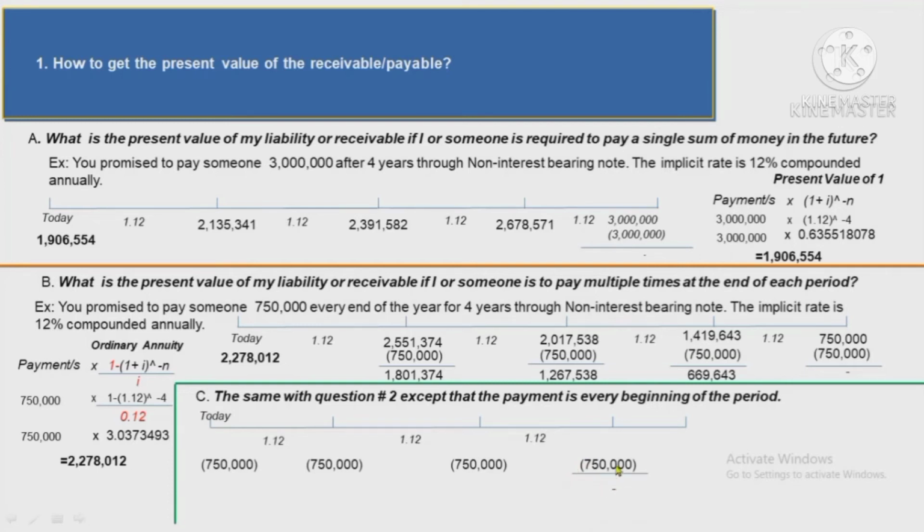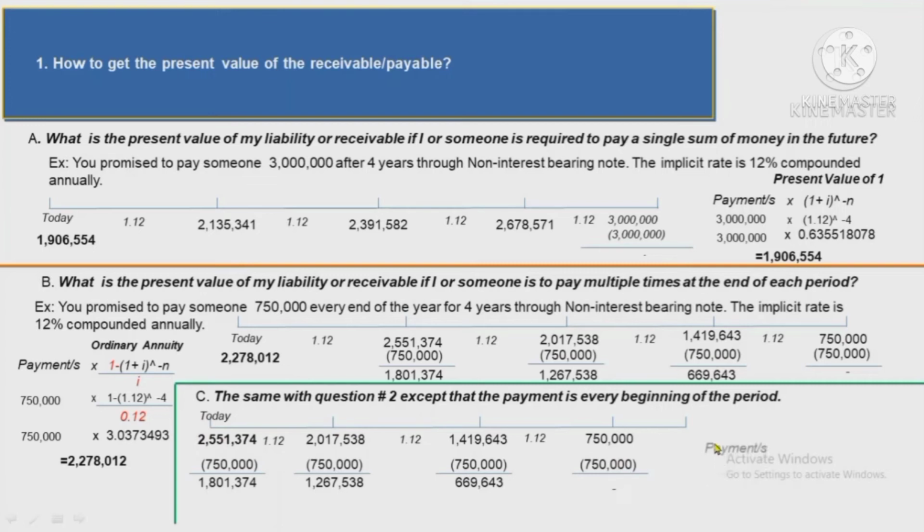So here is 0 plus 750,000. You will have 750,000 divided by 1.12, you will have 669,643, plus 750,000, you will have 1,419,643 divided by 1.12, you're gonna get 1,267,538, plus 750,000, you have 2,017,538 divided by 1.12, we have 1,801,374, plus 750,000, you have 2,551,374.